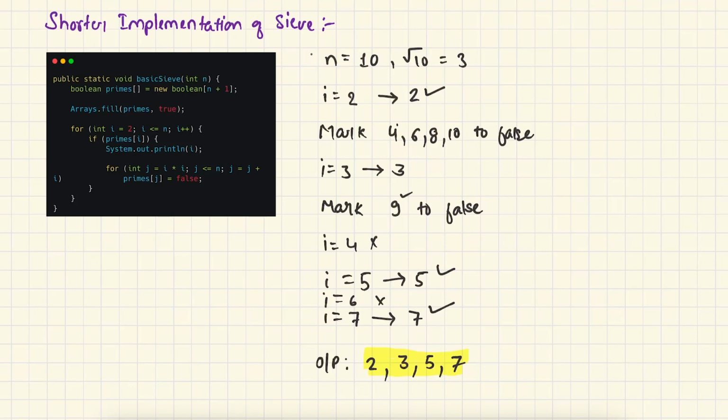So this is how the Sieve algorithm prints all the prime numbers from 1 to a given number, and this is our shortest implementation of the sieve algorithm. So I hope you understood this sieve algorithm clearly, and now you have a good understanding of the sieve algorithm and how it works. So this is it for this video.